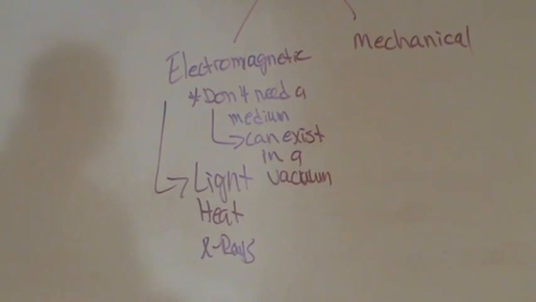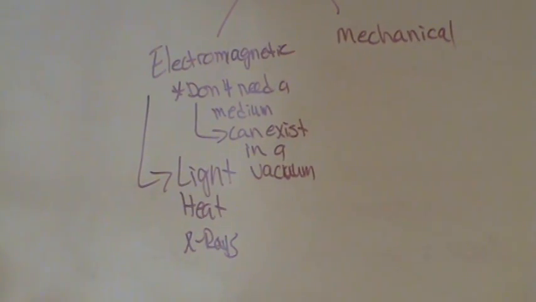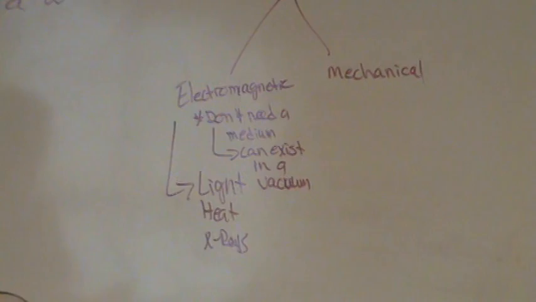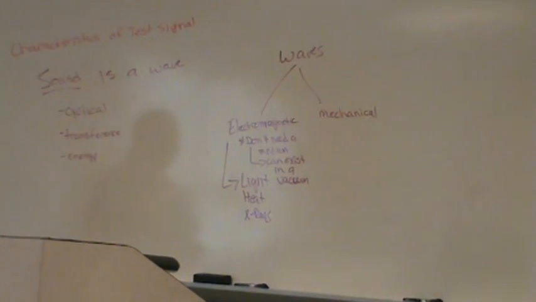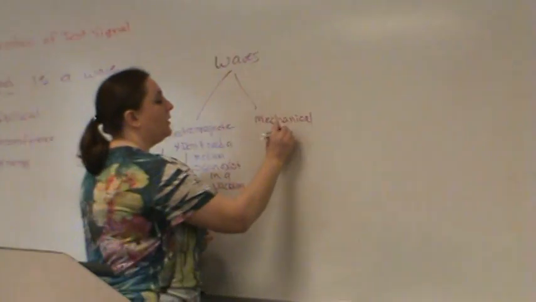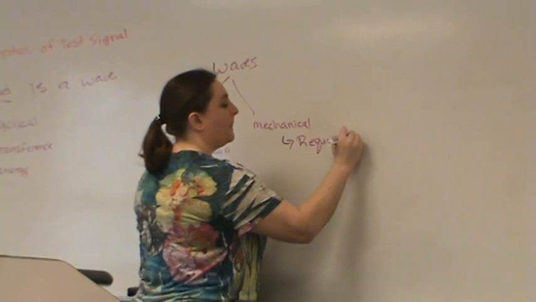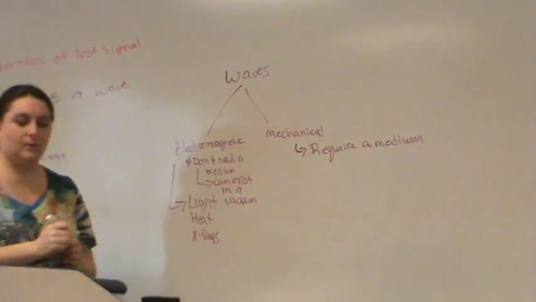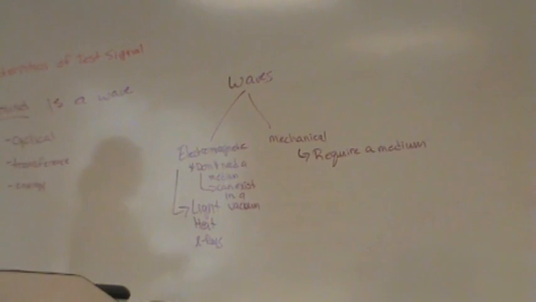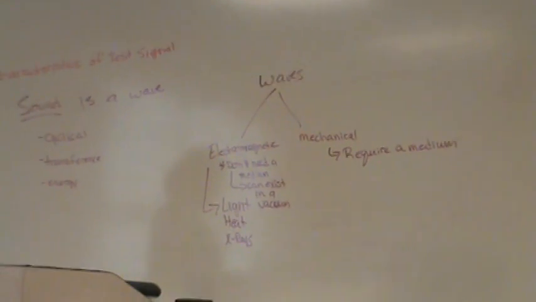They don't require a medium, they can exist in a vacuum, but like I said, they can exist in a medium as well. It's not that they don't travel through a medium, it's that they don't have to have a medium in order to travel. Versus mechanical waves, which require a medium. So that means when you're out in space, sound doesn't travel in space. If you're out there on the moon, you can't talk. They have to have a medium.